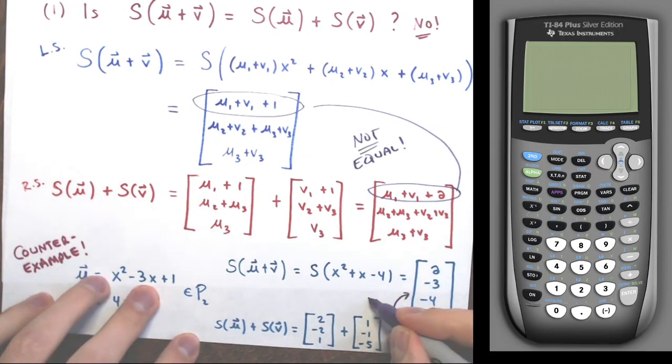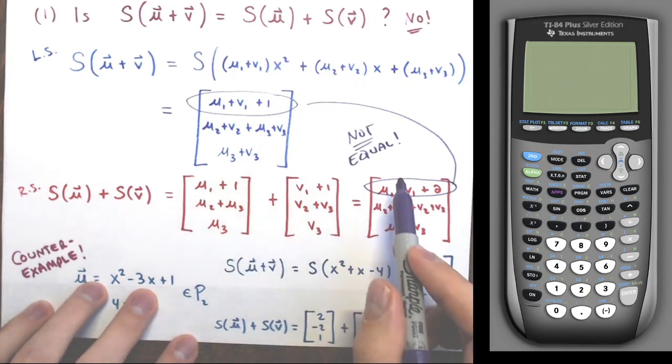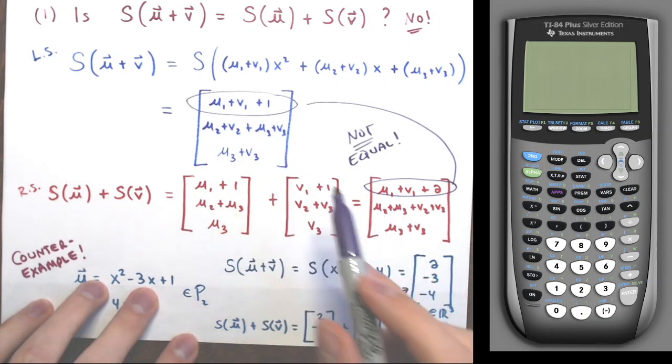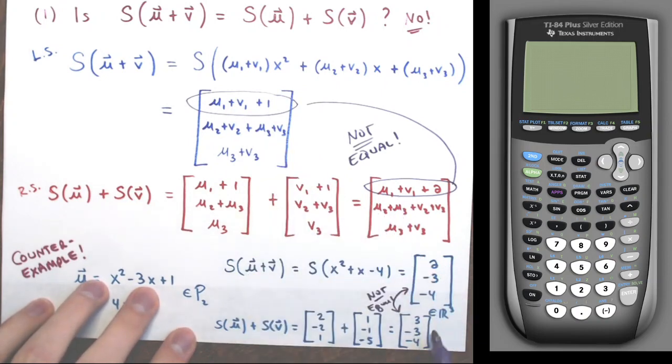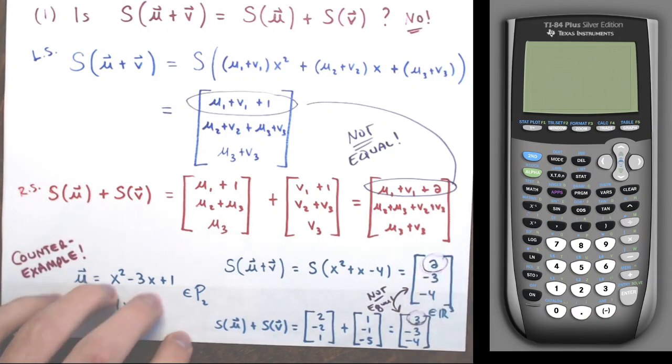Right, these are not equal because of that first component. As we set up here, the first components won't be the same. The second and third components will be the same. You see negative 3, negative 3, negative 4, negative 4. But the first components, 2 and 3, are not the same. So these are not equal.